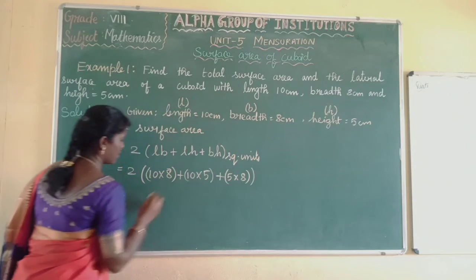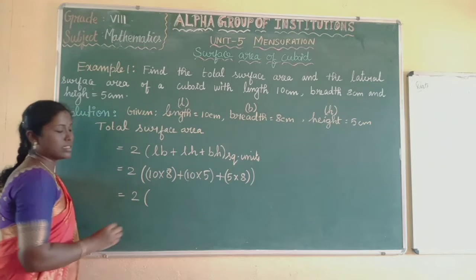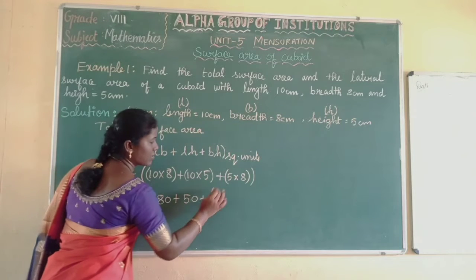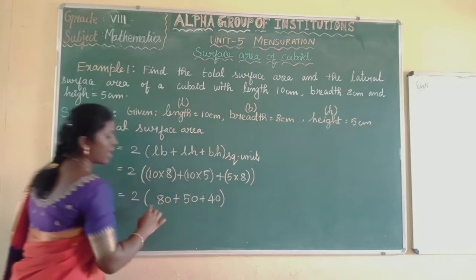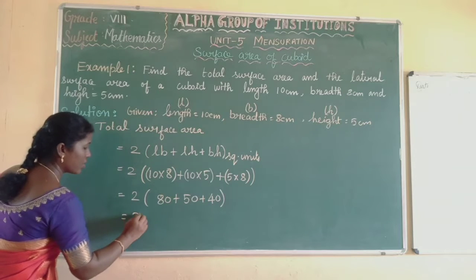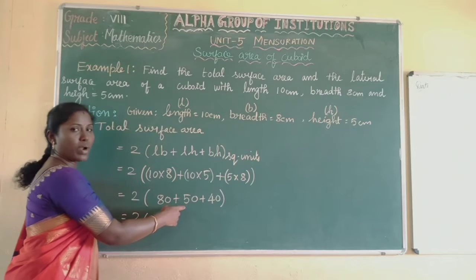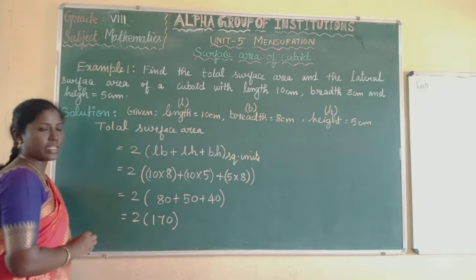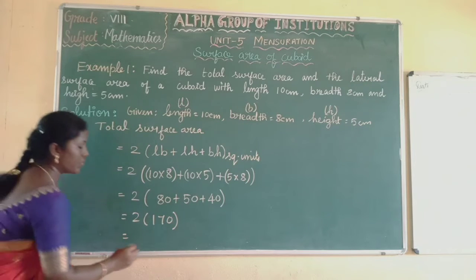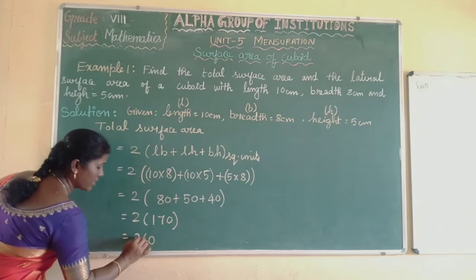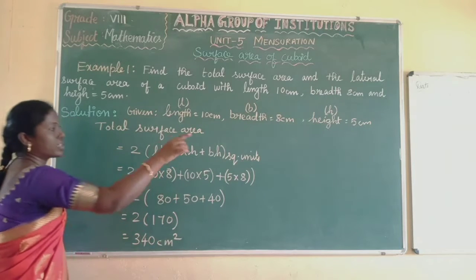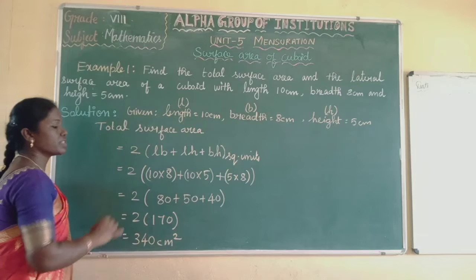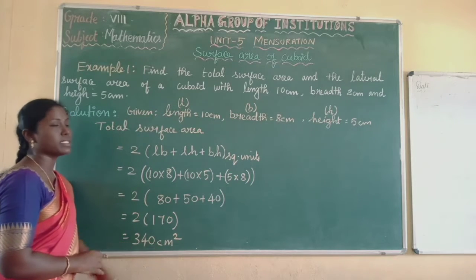Now 10 into 8 is 80, 10 into 5 is 50, and 8 into 5 is 40. Add all those things. What is the answer we are getting? 80 plus 50 is 130, 130 plus 40 is 170. Now 2 into 170 gives 340 centimeter square. Each measure we are given is in centimeters, so when you multiply, you will get centimeter square. So the total surface area of the cuboid is 340 centimeter square.